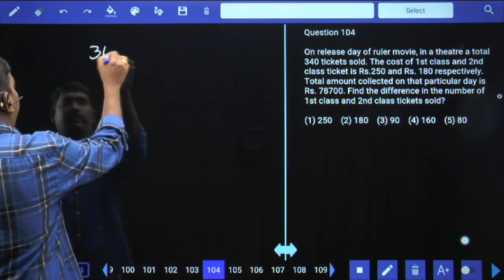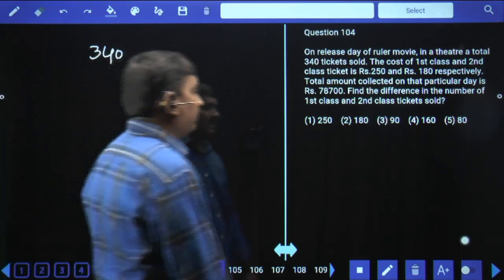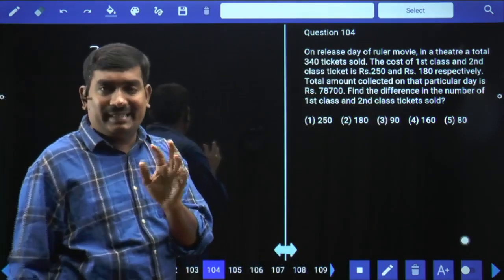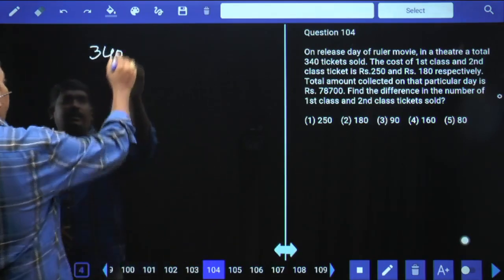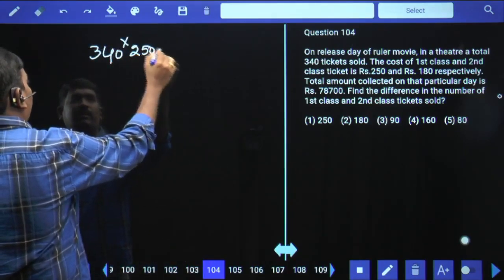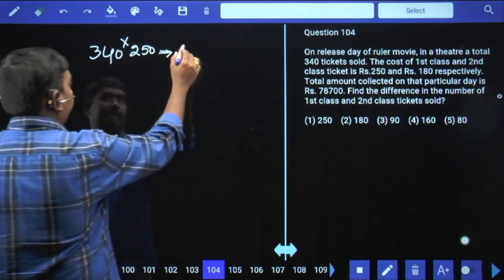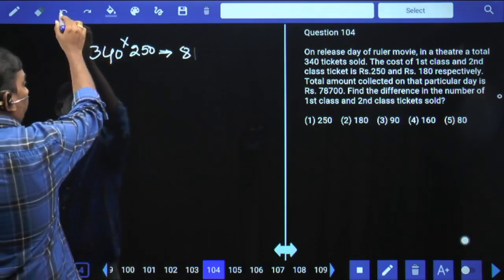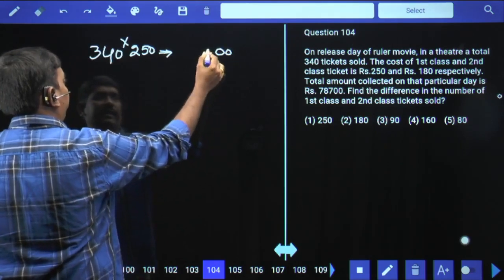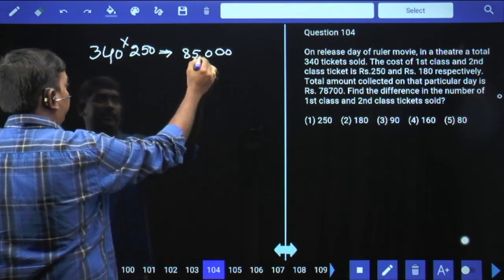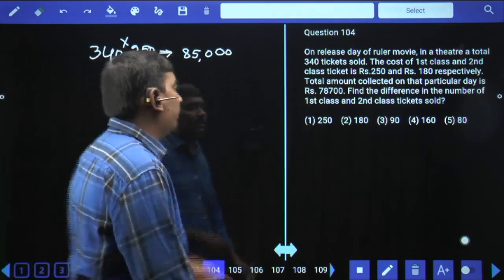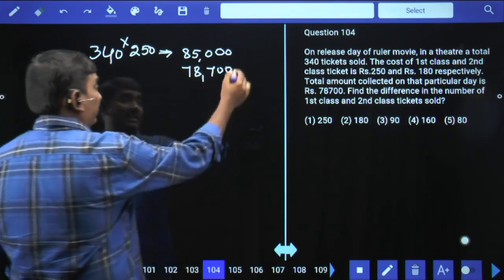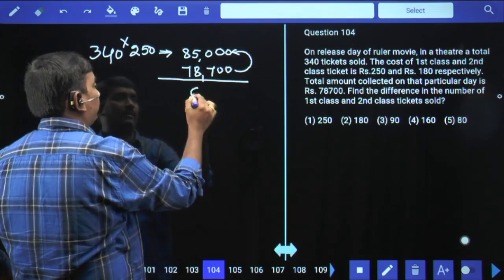A total of 340 tickets were sold. First class ticket is 250 rupees. Out of 340, how many are first class tickets? I don't know. Suppose all these 340 tickets belong to first class only, the amount will be 85,000. But the amount I am having here is 78,700 rupees only. How much extra do we get? 6,300 rupees extra.